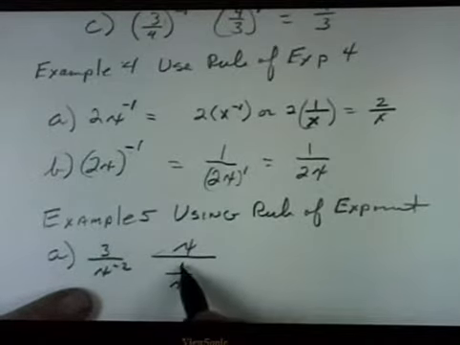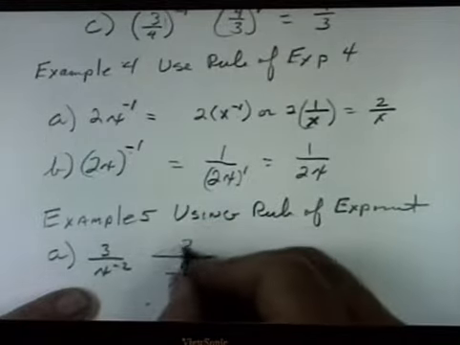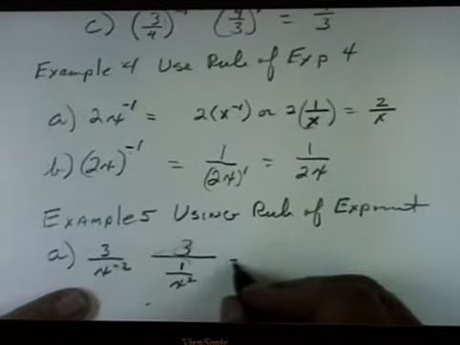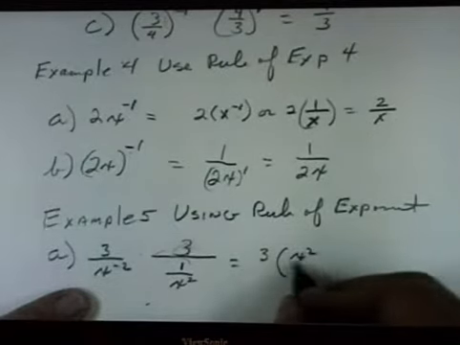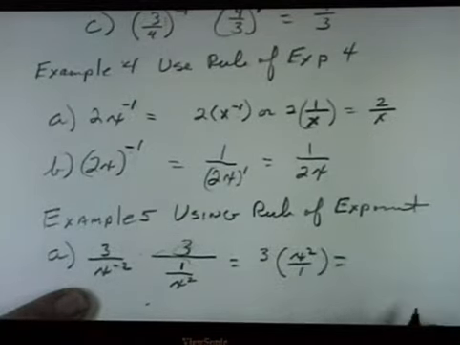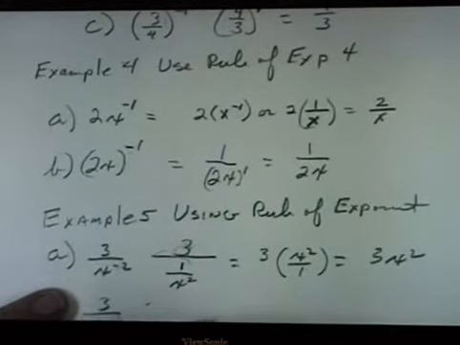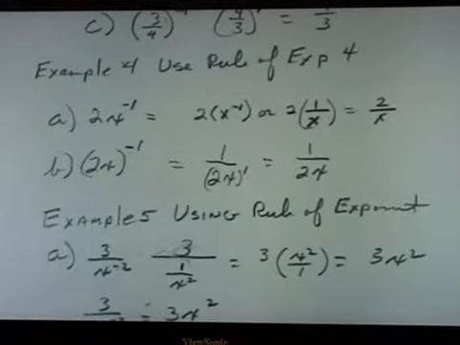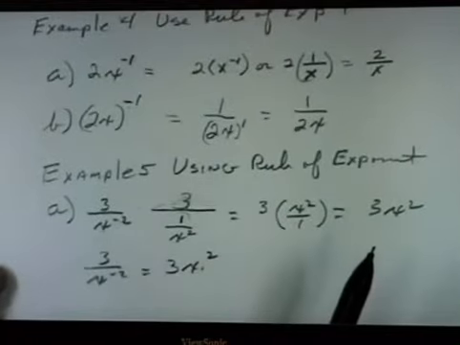But we can invert, oh, this is a 3, isn't it? We can invert now and multiply, and this is 3 times x squared over 1, which is 3x squared. So 3x to the minus 2 power equals 3x squared. And I went through a bunch of steps here.